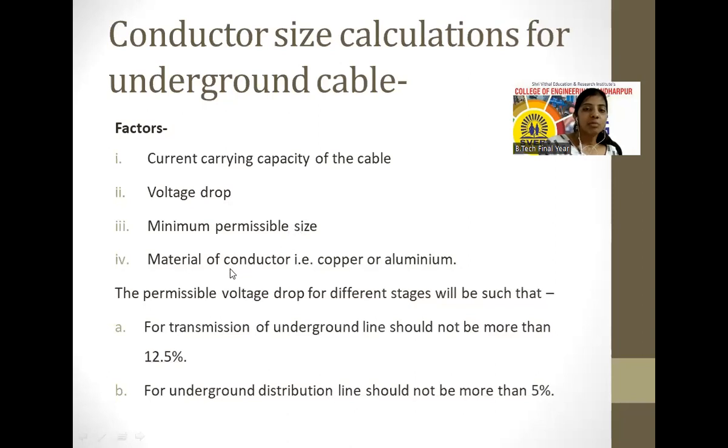Then material of the conductor. Whenever we select a conductor for a particular current carrying capacity, it also depends upon which type of conductor we are selecting. If you are selecting a copper conductor, then you have to refer to the table for copper conductor specifications. And if you are selecting an aluminum conductor, then you have to refer to the aluminum conductor size calculation table.